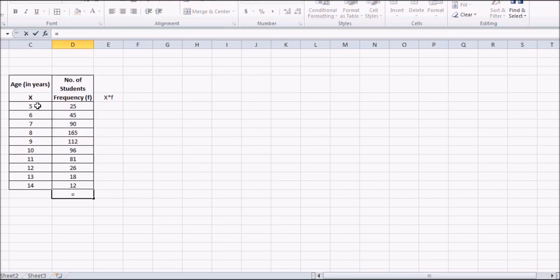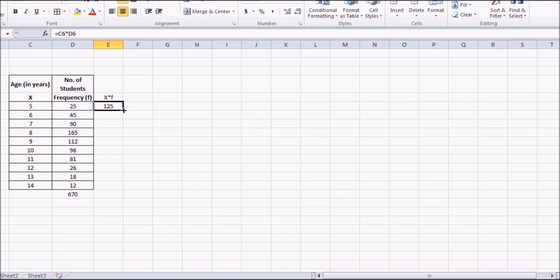Let me add that here and see how many students we have. We can simply use the SUM function in Excel here and add. So there are 670 students in total, and not 10 as we thought here. We have 670 students, and for the total sum of their ages, we'll again have to first multiply the ages with the frequency. So in the first case it is 5 multiplied by 25, and so on.